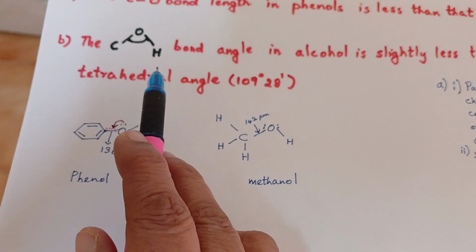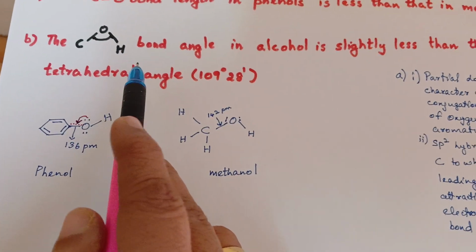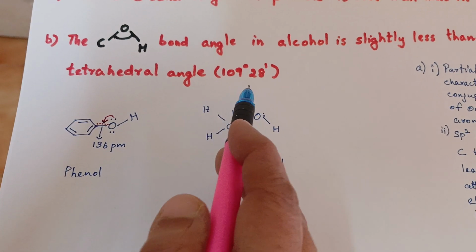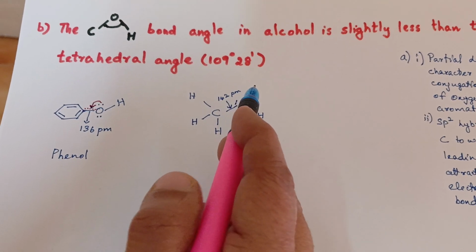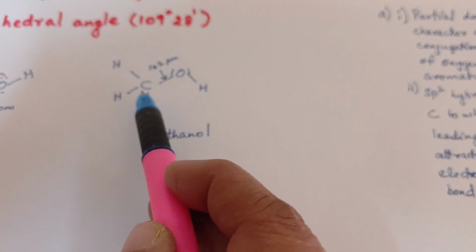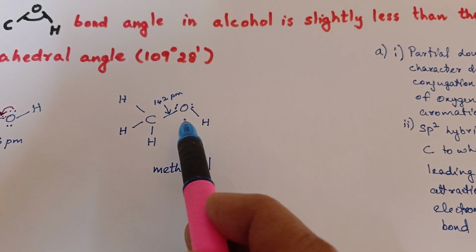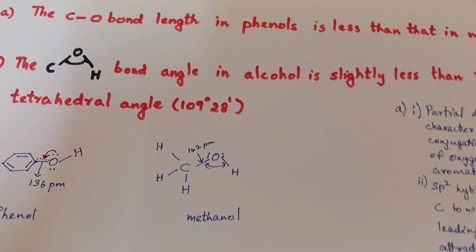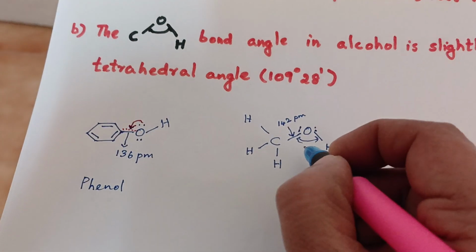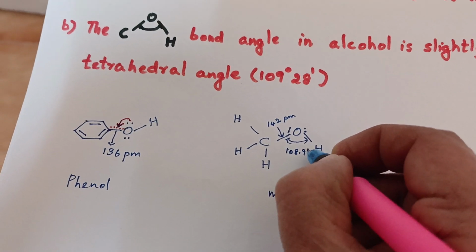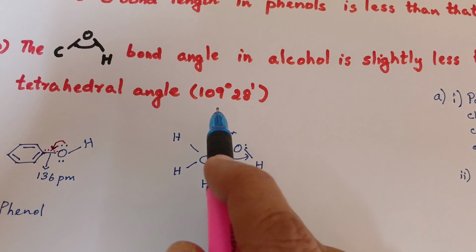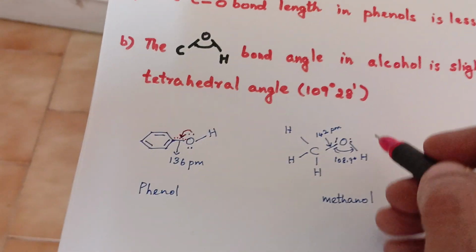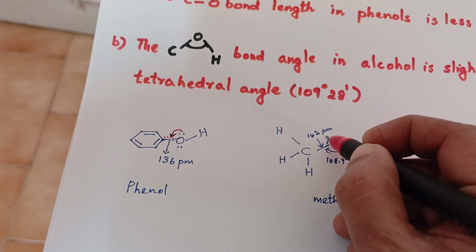The next part of the question is, the carbon-oxygen-hydrogen bond angle in alcohol is slightly less than the tetrahedral angle of 109 degrees 28 minutes. So this carbon-oxygen-hydrogen bond angle is only 108.9 degrees, whereas the tetrahedral bond angle is 109 degrees 28 minutes. That is because of the presence of lone pairs on oxygen.